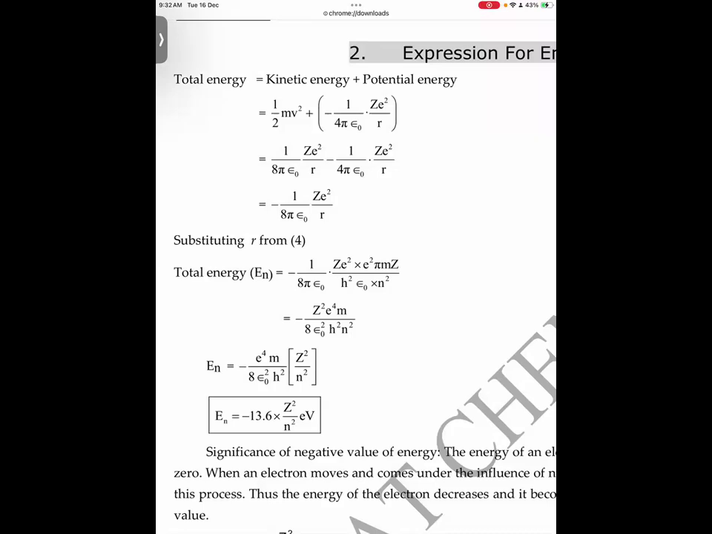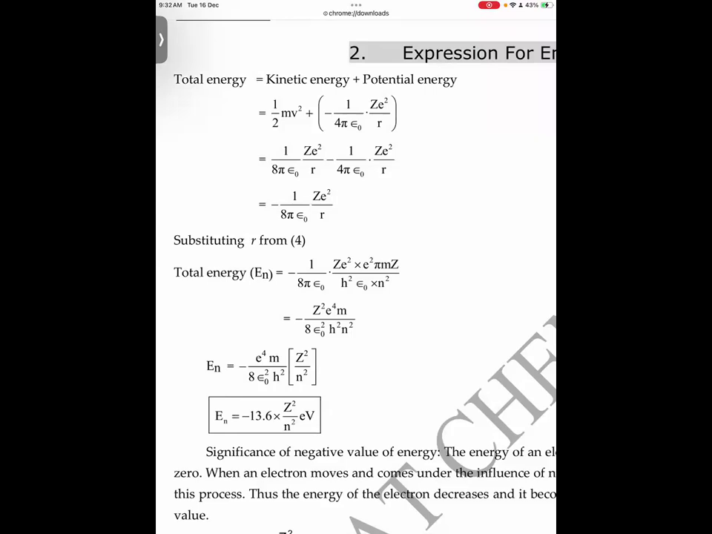1 electron volt is the charge of electron, that is 1.6 into 10 to the minus 19 joule. 1 electron volt is 1.6 into 10 to the minus 19 joule.